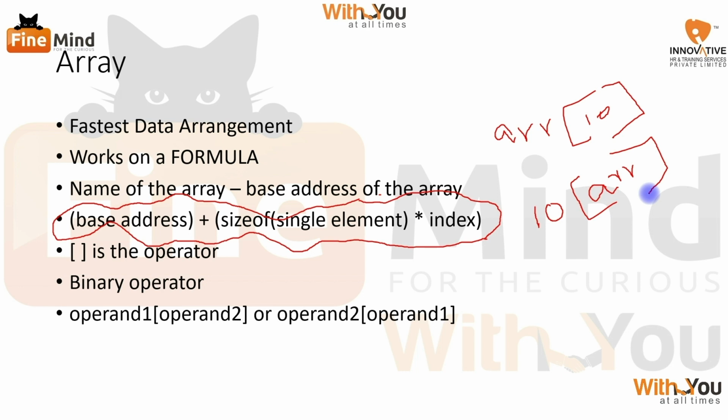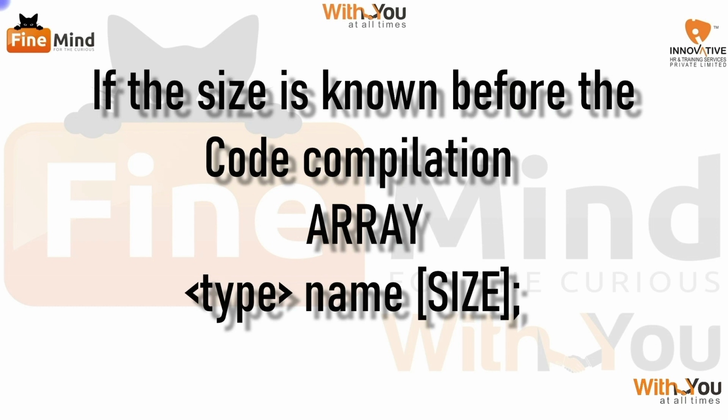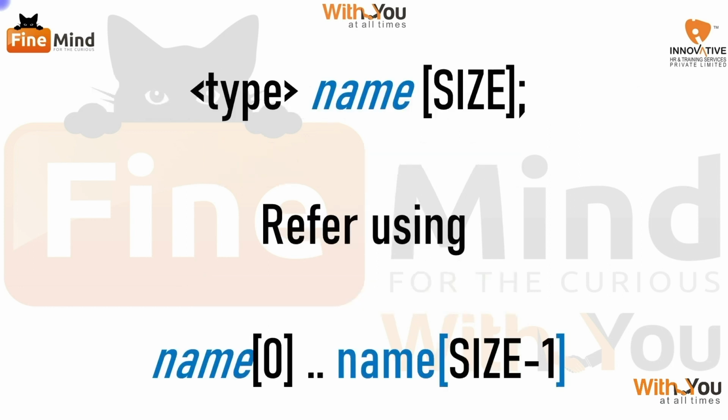So when do you use arrays? Simple. If the size is known before the code compilation, that is when you start creating a program, if you know the size, straightforward, no questions, arrays. So what is the syntax? The data type, the name, and the size. That is going to be the syntax of the array. So to make it more clear, type, the name, and the size.